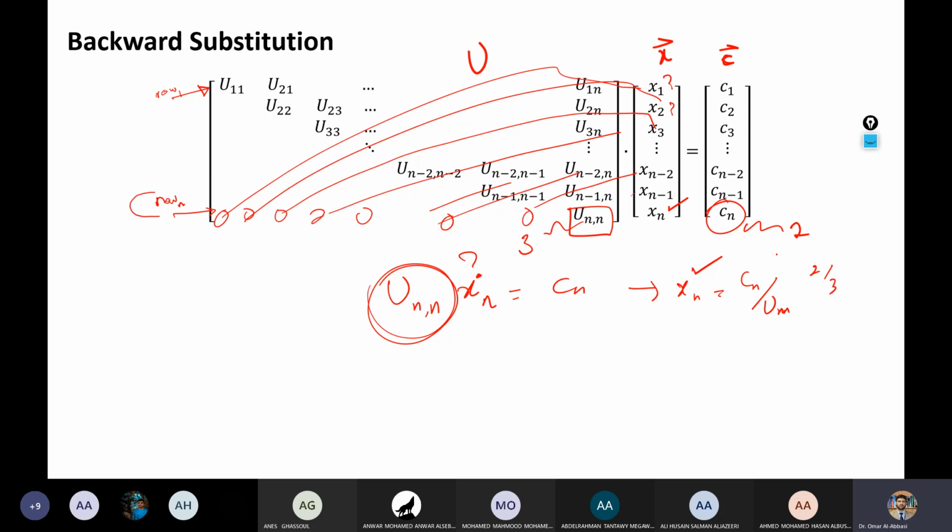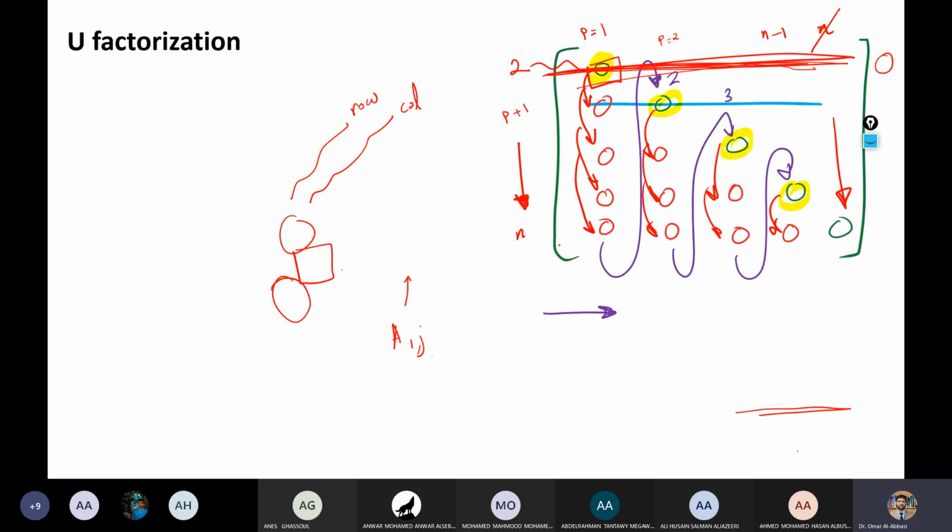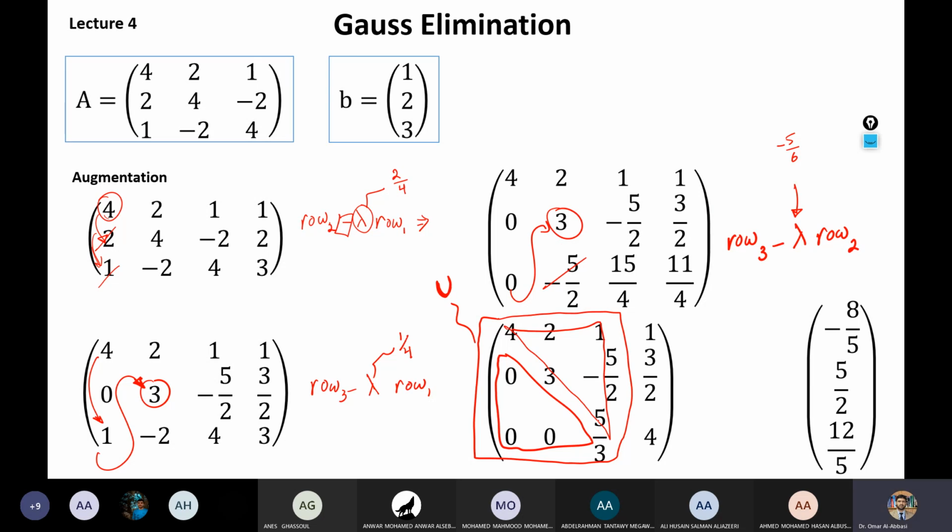Was it clear, or was it very abstract for you? Okay, all right. So just imagine the previous case. And then a 5 over 3. 5 over 3 multiplied by x3 equals 4. Can we calculate x3? It is 4 divided by 5 over 3, which is 12 over 5. All right? So that is the value of x3.